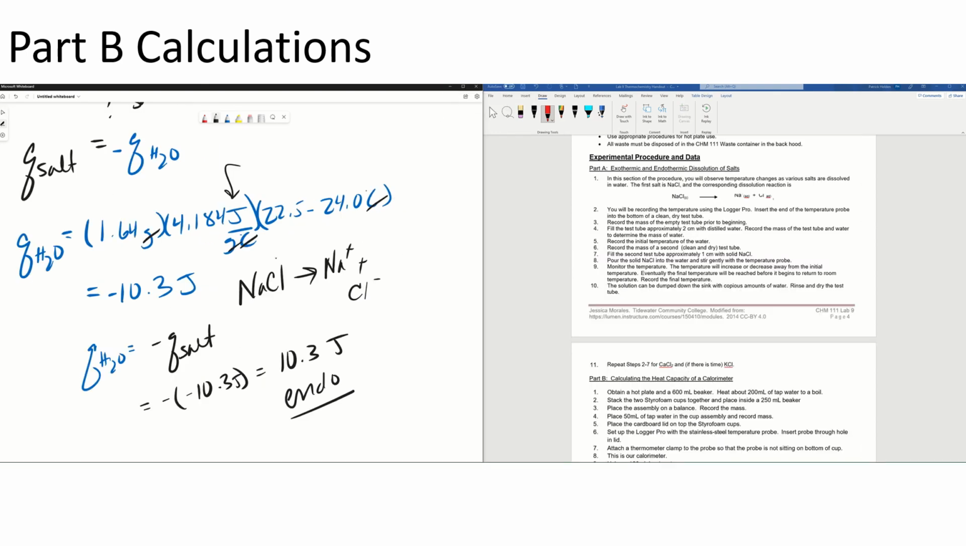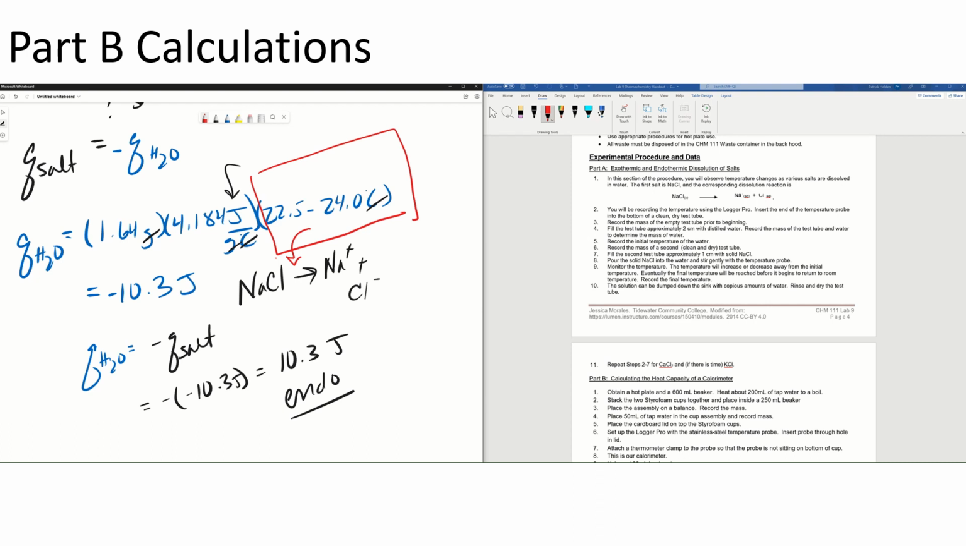Okay, so let's look at this bit of data right here with the change in temperature. We can see from the change in temperature that the water got colder, right? The temperature decreased. And the reason why the temperature decreased is because any thermal energy or heat that was in the water got absorbed or taken in by the salt in order for the dissolution to happen, in order for the cation to separate from the anion.